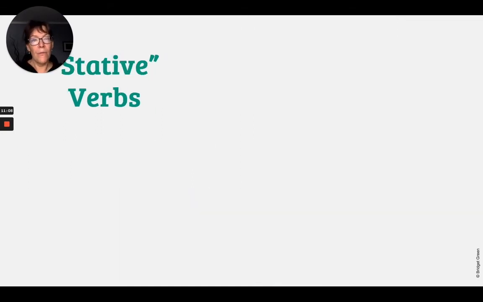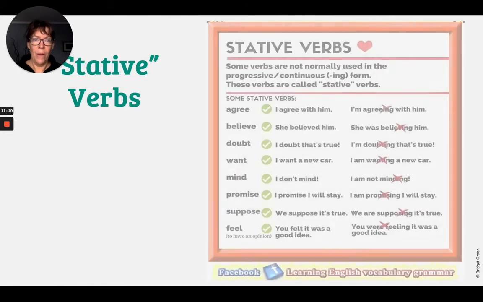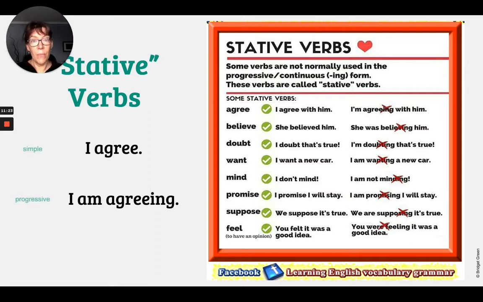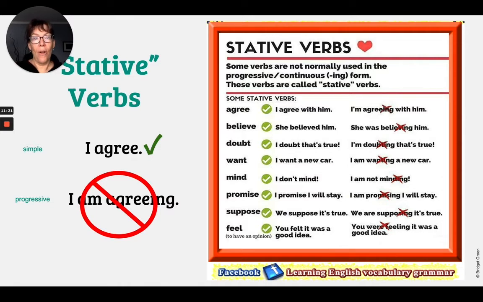There's another kind of verb called a stative verb, and they are the ones that talk about things that you can't see. Now, here's one example, agree, and it's okay to say I agree in the present simple, but it is not okay to use it in the progressive. I am agreeing. That's wrong.